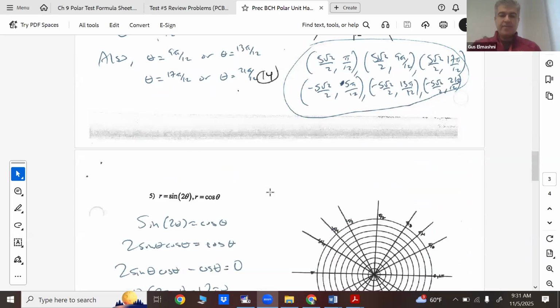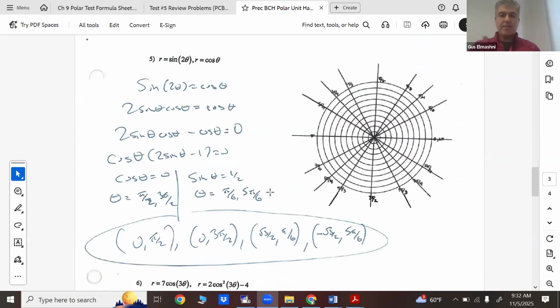For 5, here we have another rose curve that looks like a circle. You have to use double angle. I will provide the double angle formula, don't worry. I will provide that for you guys. So double angle, and then you can factor, work it out, get those possibilities.